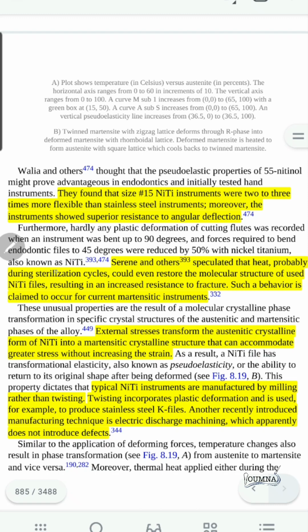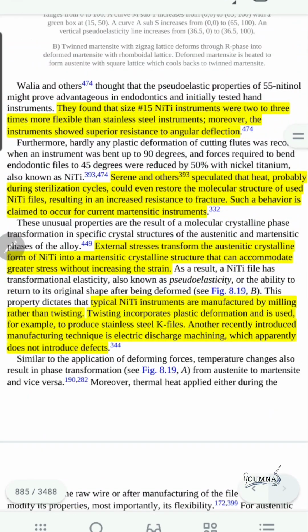But when we do the sterilization cycles and we are applying heat to the files, there will be a change in the configuration. This change in the crystal shape gives the nickel titanium the property called elasticity, which means it has the ability to return to its original shape after being deformed.